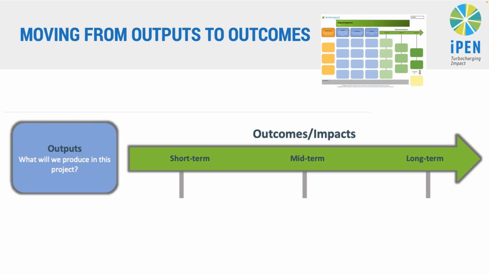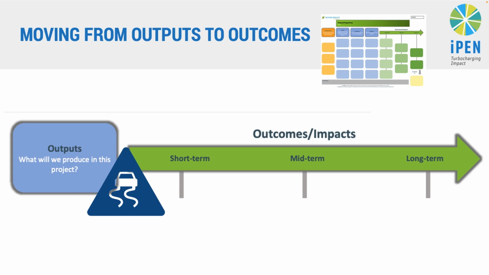But what we find when we're moving from outputs to impact, and even when research is carefully planned out using something like a program logic or similar, it can still hit the skids as it's trying to move from those outputs into those short-term and longer-term outcomes.